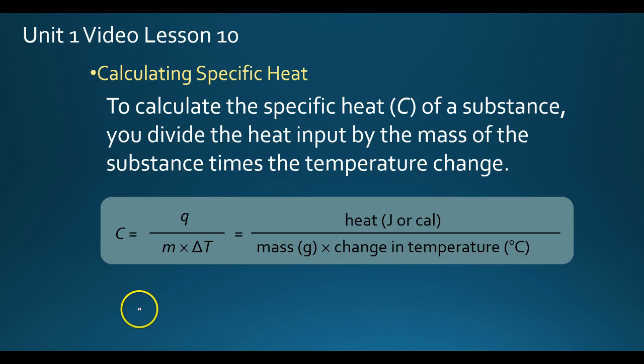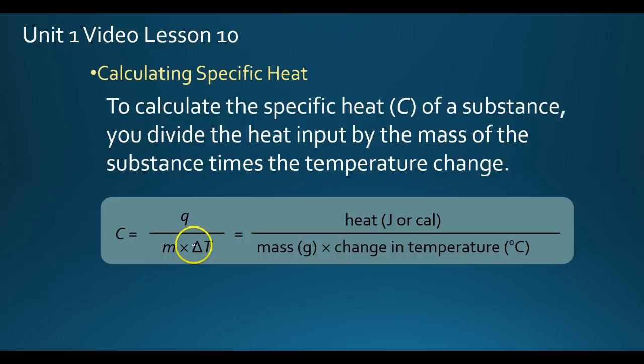And this one is on calculating specific heat, which actually we already did in the Bunsen burner lab. So to calculate the specific heat, which is the letter C of a substance, you're going to divide the heat input by the mass of the substance times the temperature change. So your equation: C is equal to Q, which is the heat, divided by the mass times the change in temperature. Heat has a unit, joule or calorie. Mass is grams, and change in temperature will be degrees Celsius.